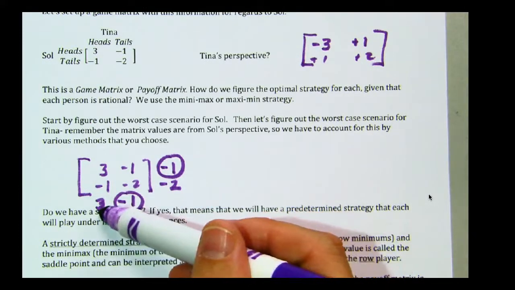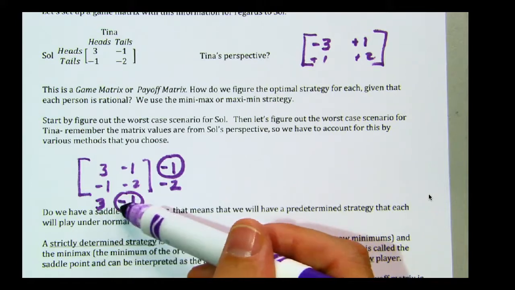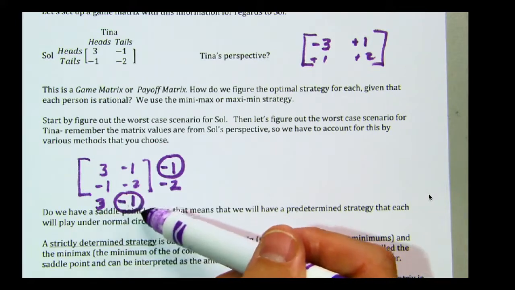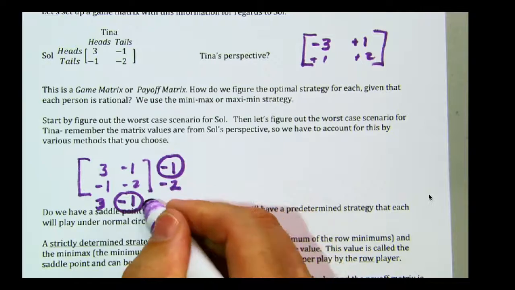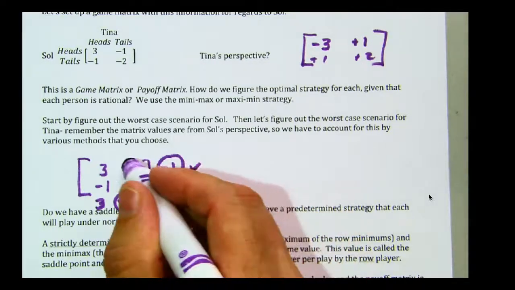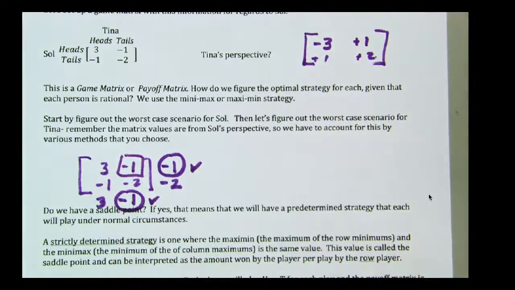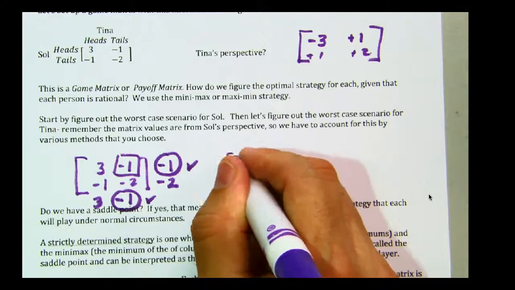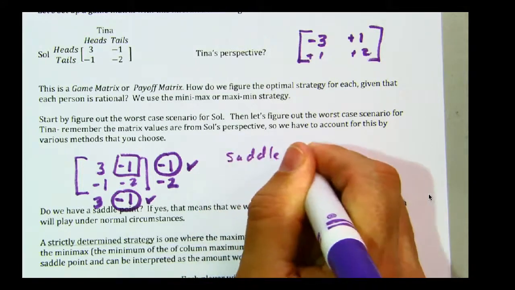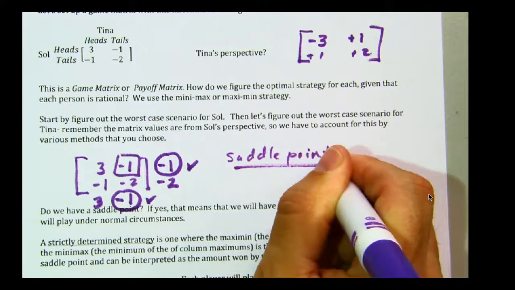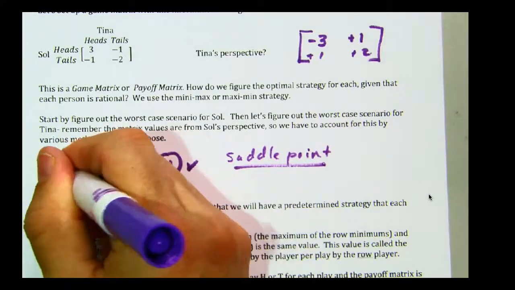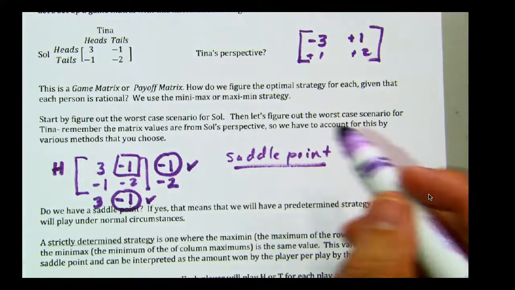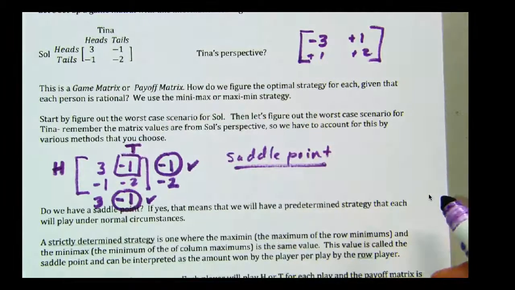And then we want to find out what is the minimum of those two values, which is actually the maximum value for Tina. Now, if these two values are the exact same one, they both come from this -1 right here. If they both come from that same value, we have a determined situation. And this is called the saddle point. And if it's the same, your strategy is going to come out for Saul playing heads, and Tina playing tails.